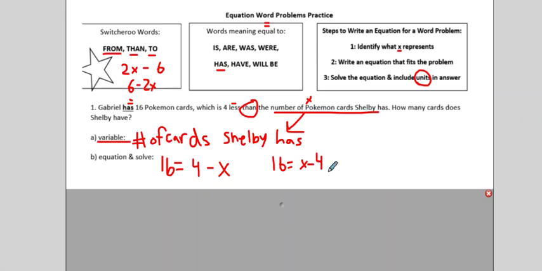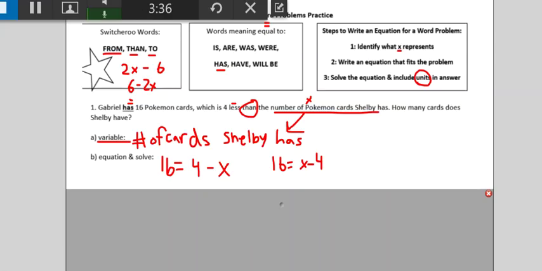Now from here, you can solve this one-step equation. So what I want you to do is, on your own, solve this one-step equation and write your answer on the side. And when you finish all 4, we'll check them. Okay, but you should be able to solve this.